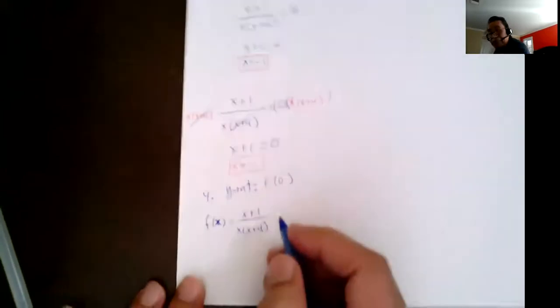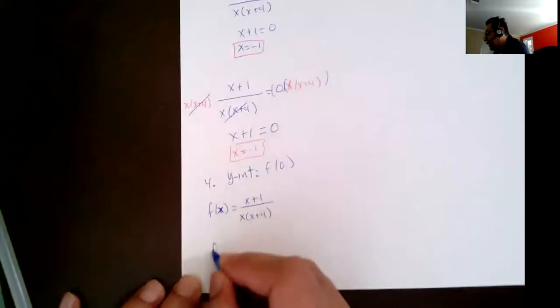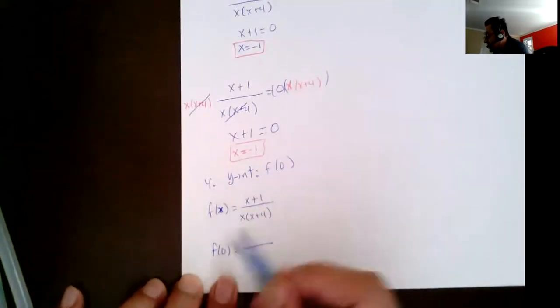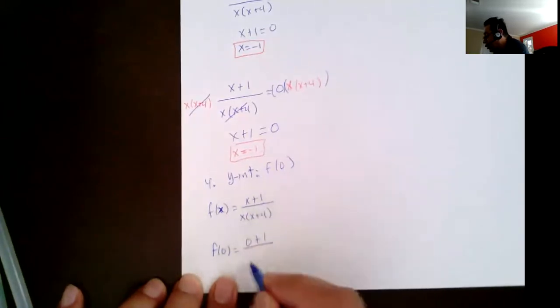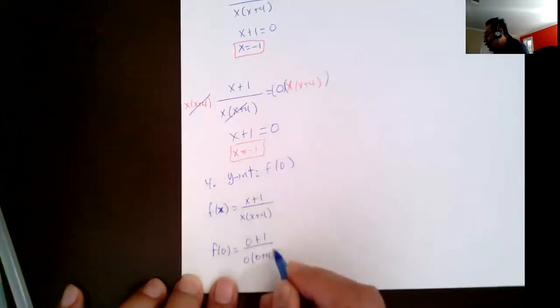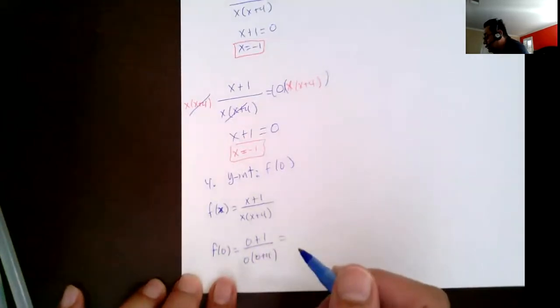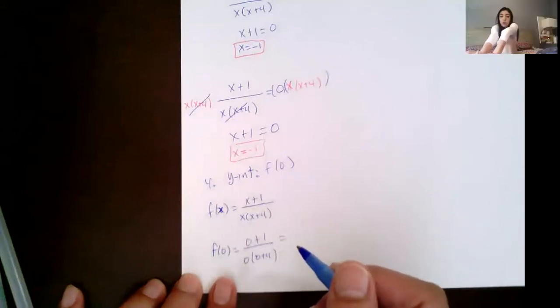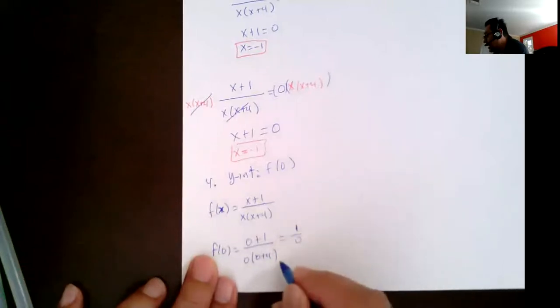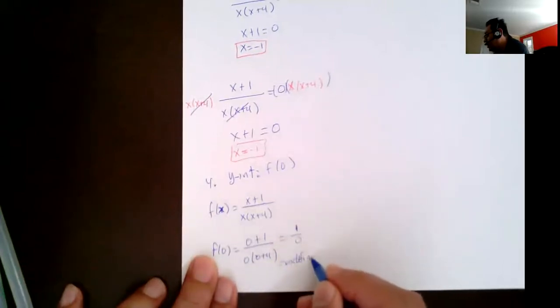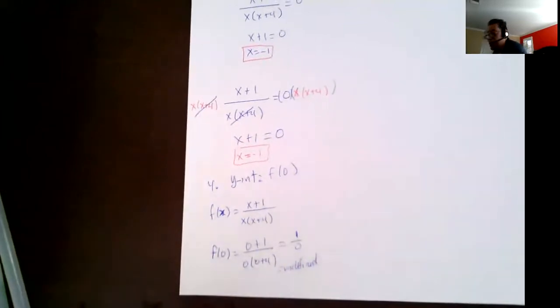Now let's find f of 0. That means any x is now going to be substituted by 0. That's 0 plus 1 over 0 times 0 plus 4, right? And this is equal to what? 1 over 0, so undefined? Yeah, you're right. That would be undefined, 1 over 0, which is undefined, right, everybody? So what is the meaning of that? That we don't have any y-intercepts. That's what it means, you guys.